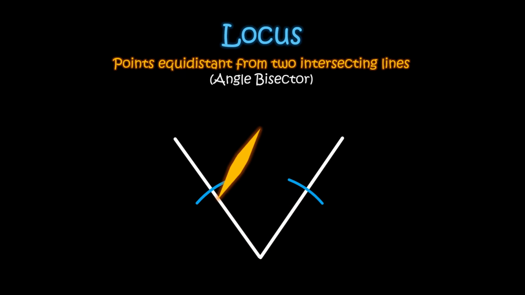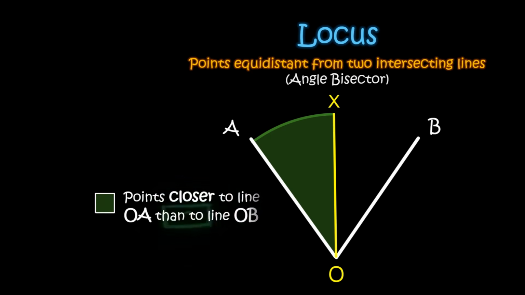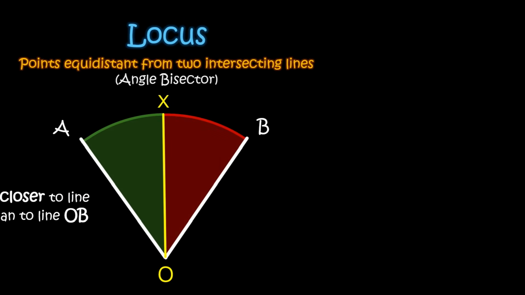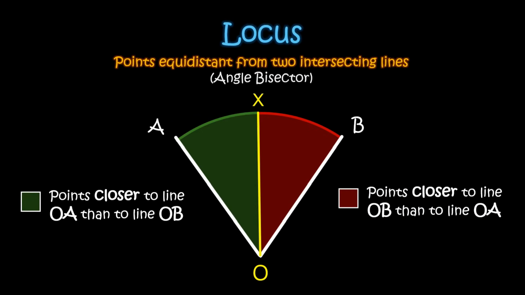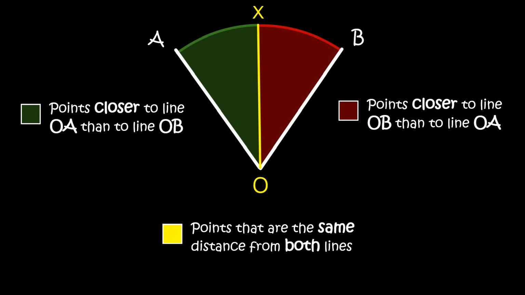Next, place the needle on one of the arcs where it cuts the line. Then draw another arc somewhere between. Do the same for the other arc, making sure the 2 new arcs cut each other. Use a ruler to draw a straight line that joins point O and X. This line is called the angle bisector. The region to the left of the bisector is the locus of the points that are closer to line OA than to line OB, whereas the region to the right of the bisector is the locus of the points that are closer to line OB than to line OA. And finally, the points that lie on the line are equidistant from both lines.